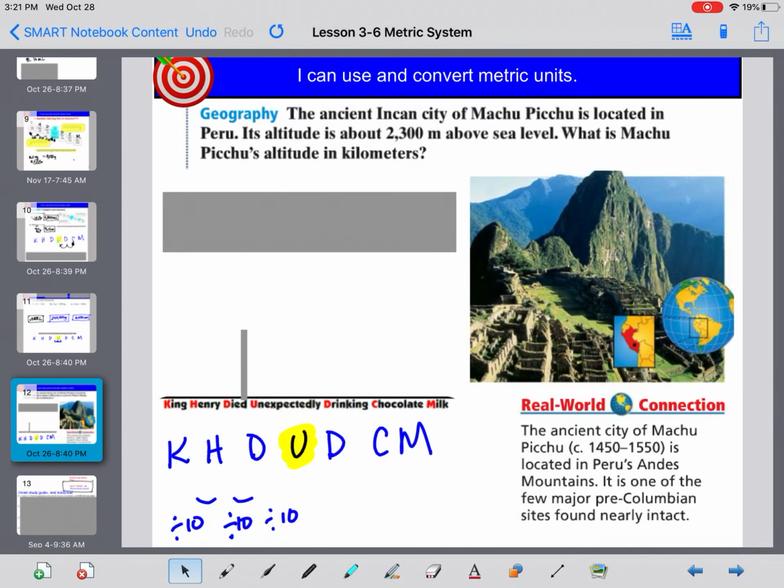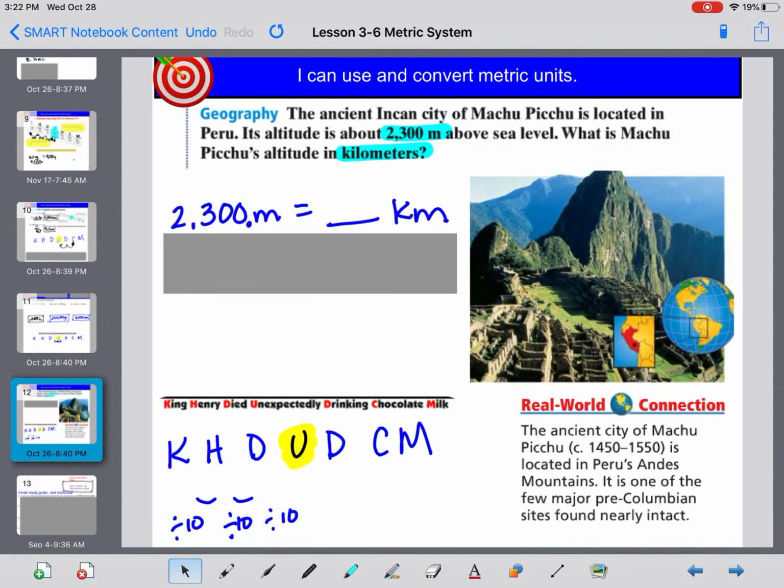All right, my next problem. The ancient Incan city of Machu Picchu is located in Peru. Its altitude is about 2,300 meters above sea level. What is Machu Picchu's altitude in kilometers?